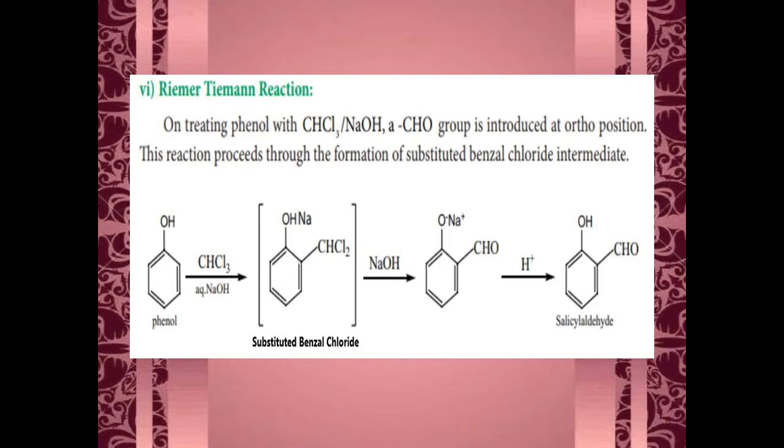The next reaction is the Reimer-Tiemann reaction. When phenol is reacted with chloroform, CHCl3, under aqueous sodium hydroxide, it gives substituted benzoyl chloride as an intermediate. Afterward, the sodium hydroxide introduces the aldehyde group in the ortho position, so that we get the product salicylaldehyde. This reaction is also one of the important reactions of phenol.